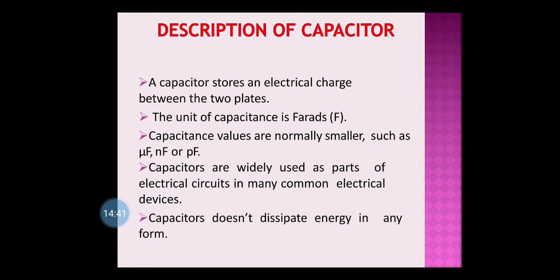Now, as we have already studied, the unit of capacitance is the farad. Capacitance values are normally small, such as micro, nano, and picofarad. Resistors, on the other hand, usually have higher values like kilo and mega ohms, but capacitors always have very small values, micro, nano, picofarad, and they are used in many electrical circuits. A capacitor doesn't dissipate energy in any form. Now this was all about the capacitors.